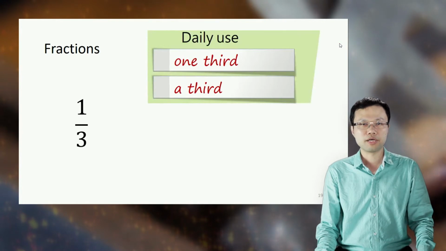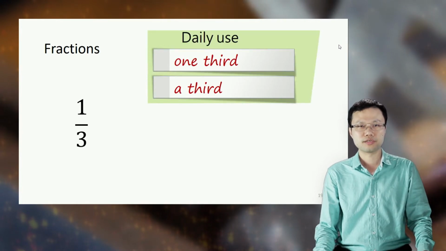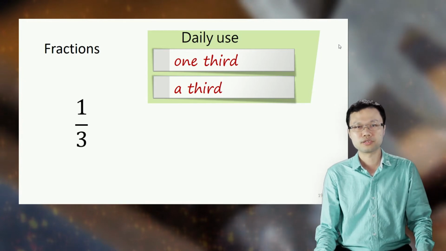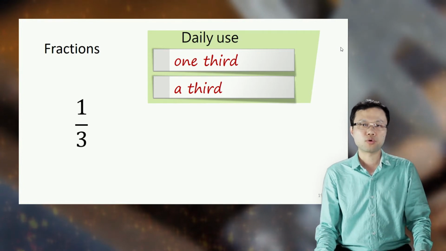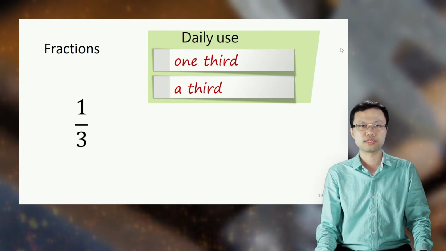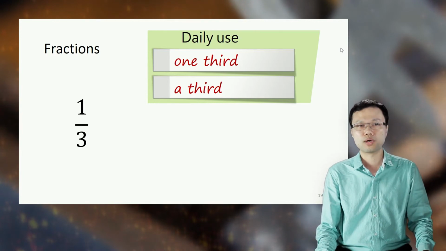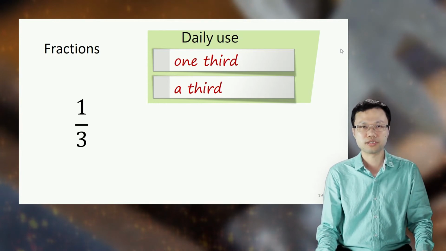Well, there are many ways of reading it. For daily use, we can call it one third or a third. Actually, the word third means the quantity 1/3. So, one third or a third means there is one such quantity.